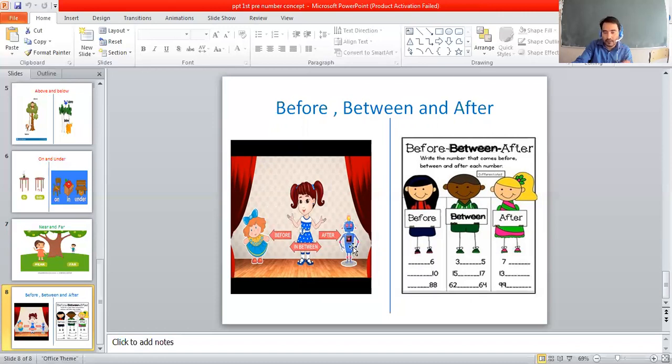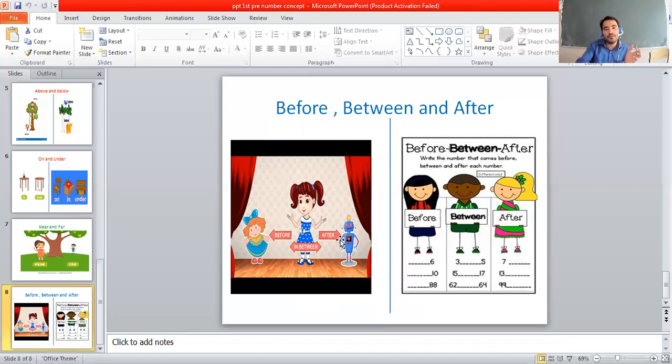Now I will tell once again. The doll is before the girl. The robot is after the girl. Where is the girl standing? The girl is standing between the doll and robot. Did you understand? When the girl is in the middle place, the girl is after the doll, and then the girl is before the robot.